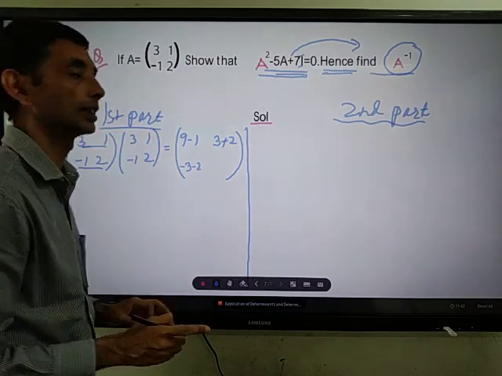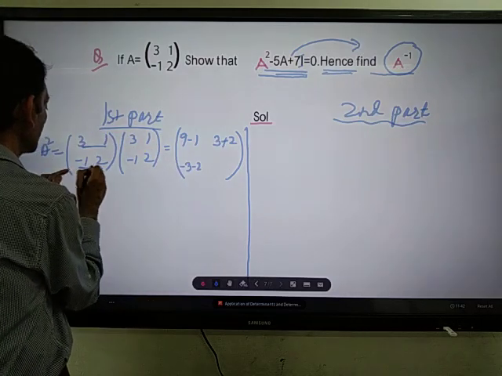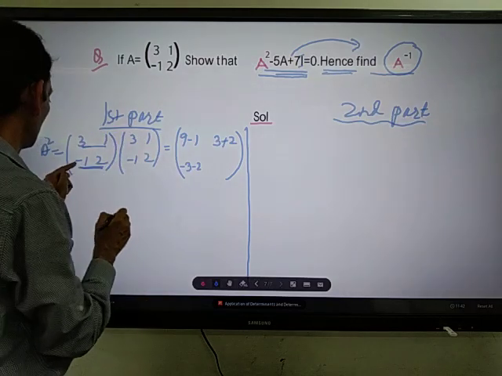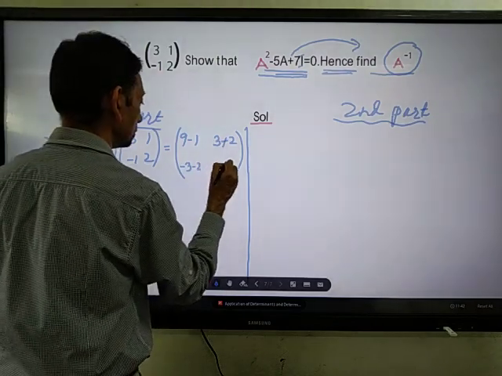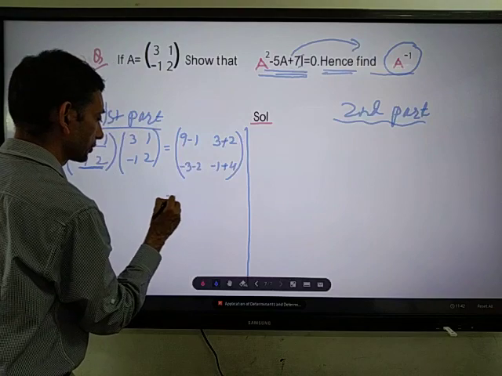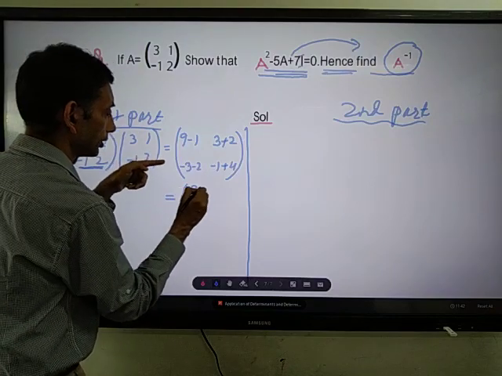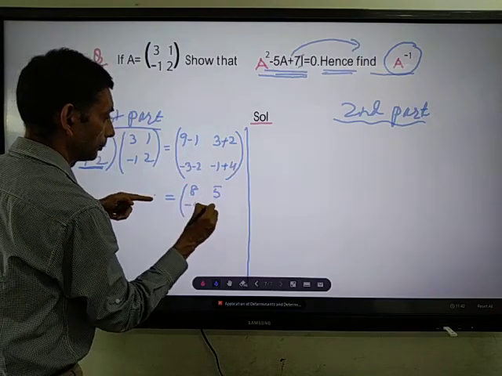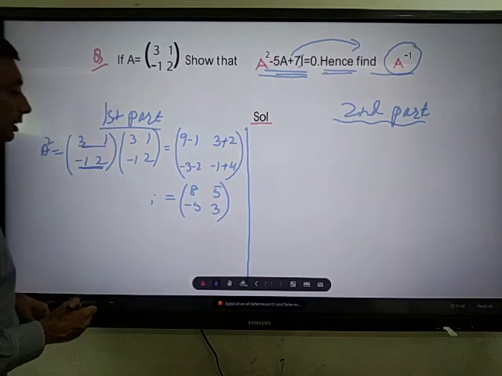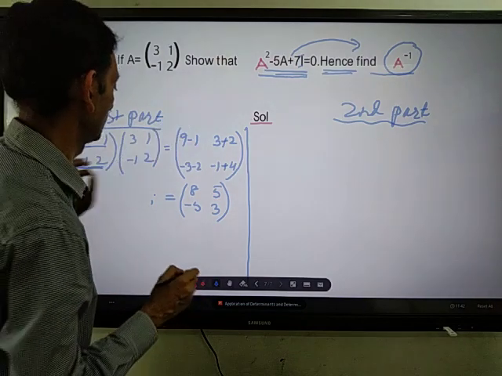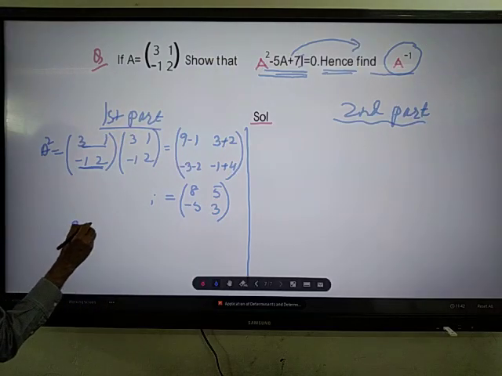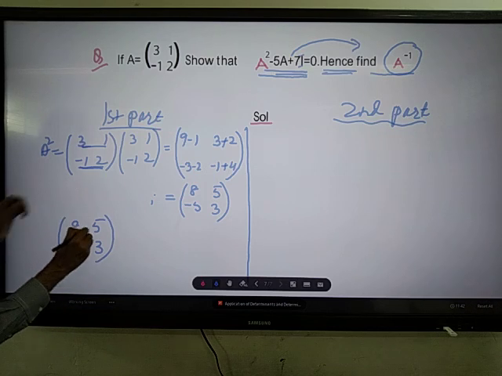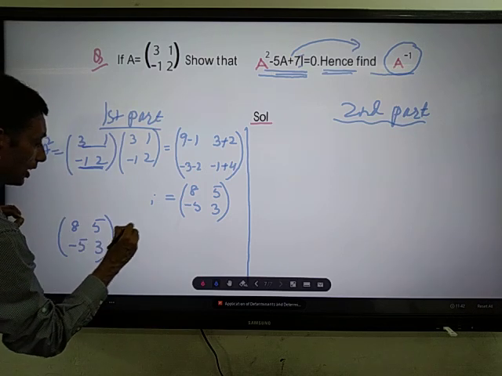Then go for the last element. Second row, second column: minus 1 into 1, that is minus 1, then plus 2 into 2, it's 4. So what is this matrix? This matrix is 8, 5, minus 5, and 3. We got this matrix. Now we need to substitute here. So we'll write these equations. A square is equal to 8, 5, minus 5, 3, and then minus 5A.